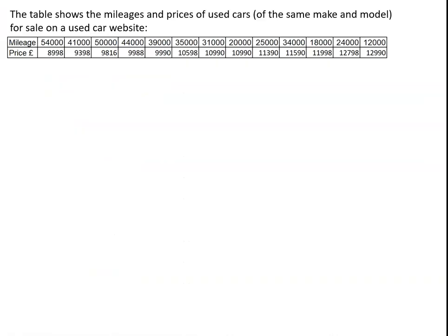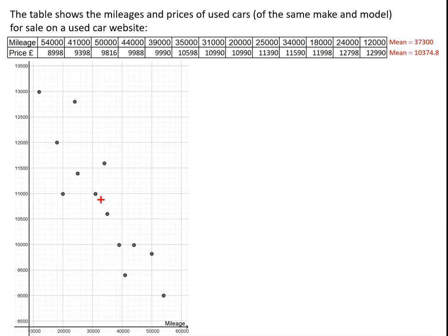Let's have a look at another set of data. This set of data shows the mileages and prices of used cars of the same make and model which are for sale on a used car website. So again, we can plot the scatter diagram for the data, and we'll also include on it the point of means, which in this case will be the mean mileage and the mean price. So there's the scatter diagram with the red cross being the point of means.